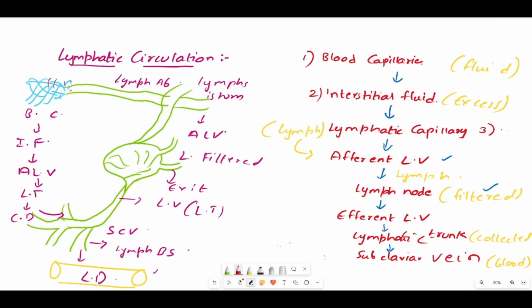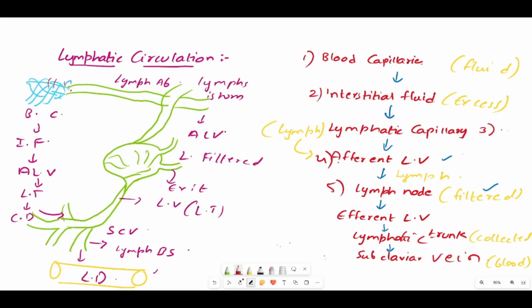Next part is the lymphatic capillaries. Here they absorb the excess interstitial fluid and the fluid inside them is now called lymph. Then it enters into the third part, which is the afferent lymphatic vessels. They will be carrying the lymph towards the lymph node. Lymph contains waste, pathogens and immune cells. These vessels also have valves. And the next part is the lymph nodes.